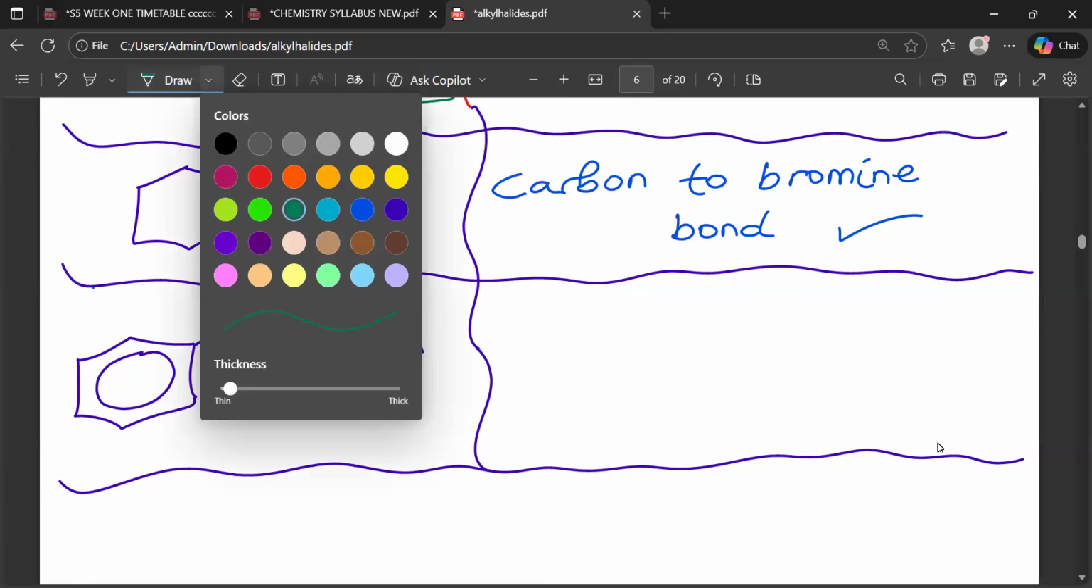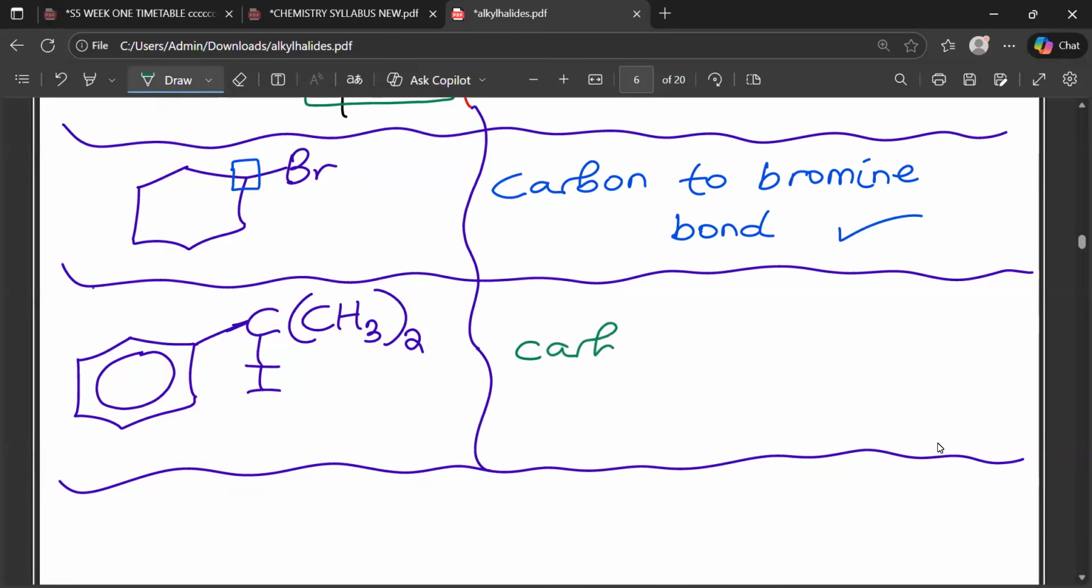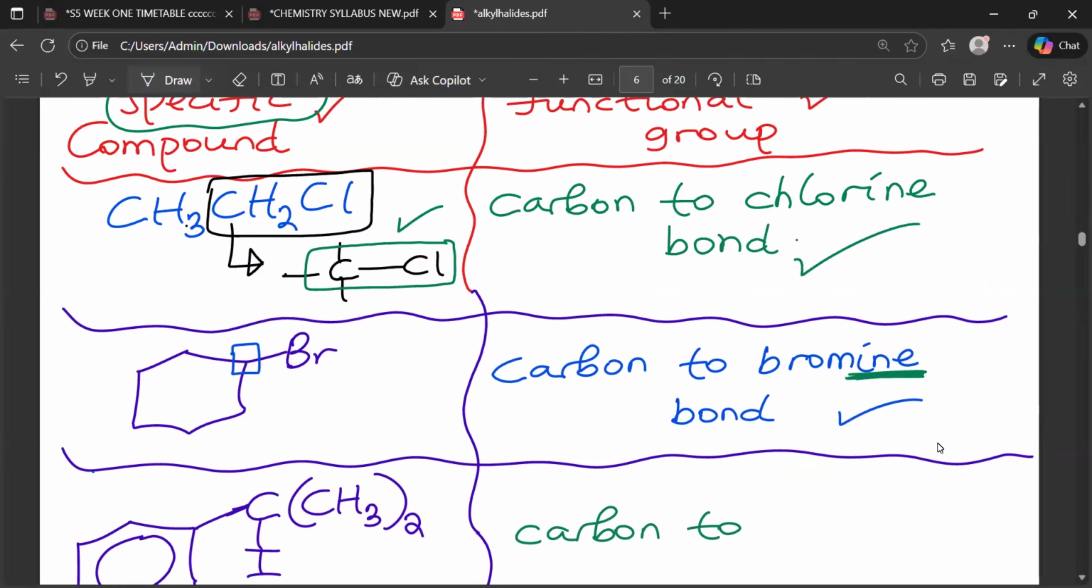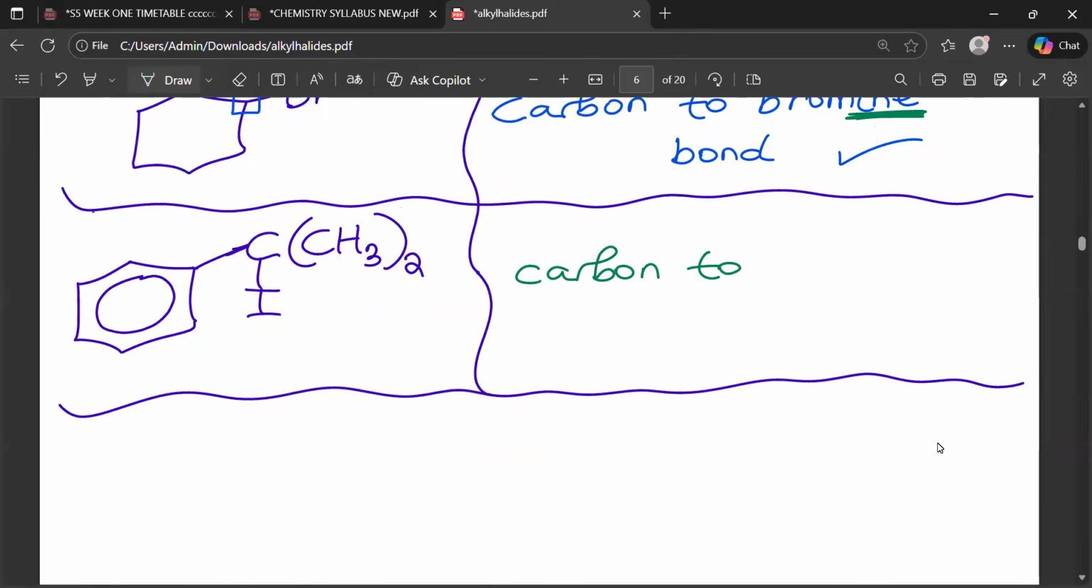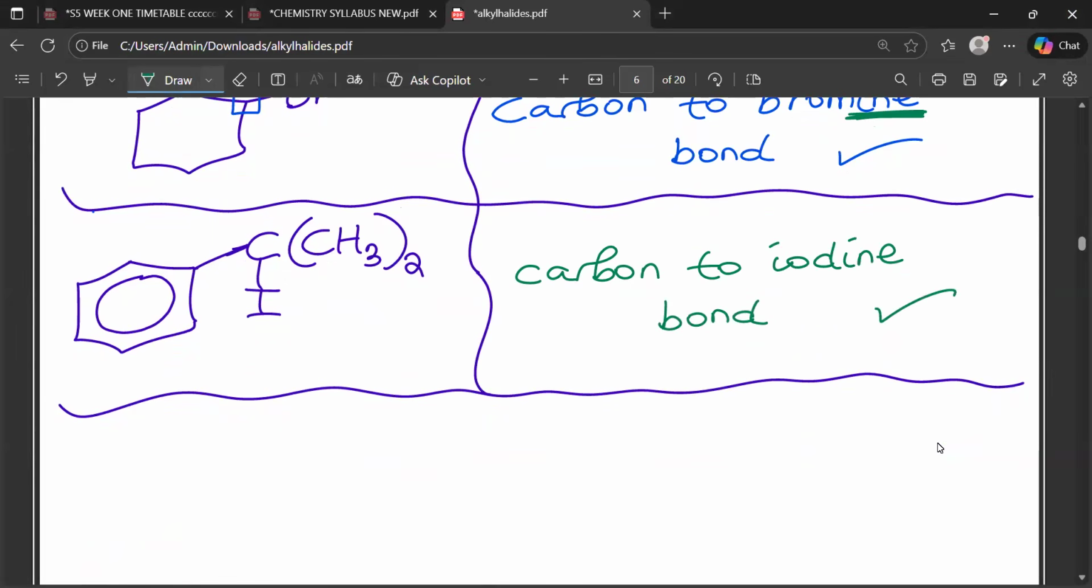Then this last one, carbon to what? It's supposed to be iodine. Don't risk and say bromide. You get things wrong. Chlorine, bromine, iodine. And you all know these things. Trust me. Carbon to iodine bond. Iodine, very important.